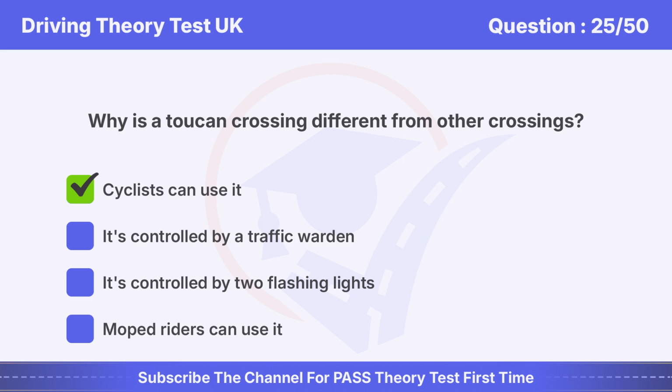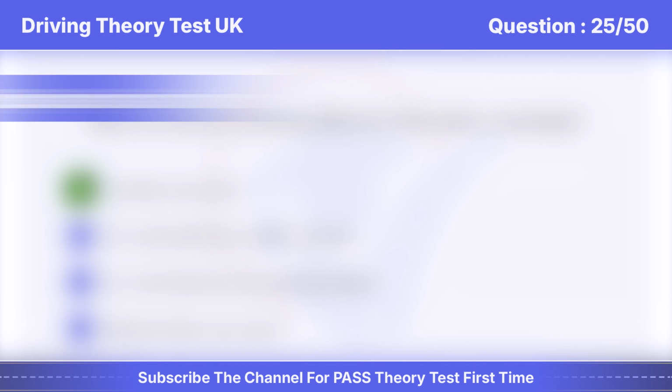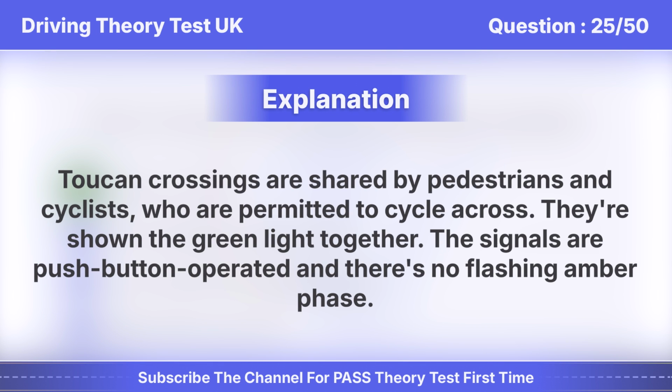Answer is A. Cyclists can use it. Toucan crossings are shared by pedestrians and cyclists who are permitted to cycle across. They're shown the green light together. The signals are push-button operated and there's no flashing amber phase.